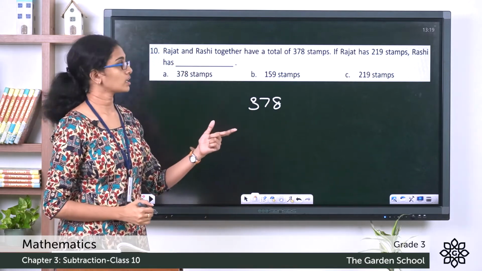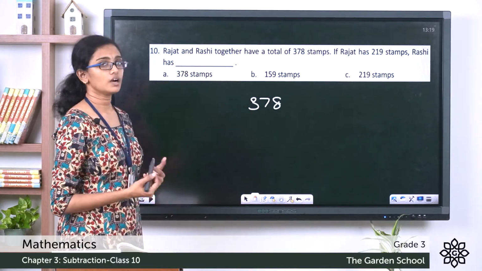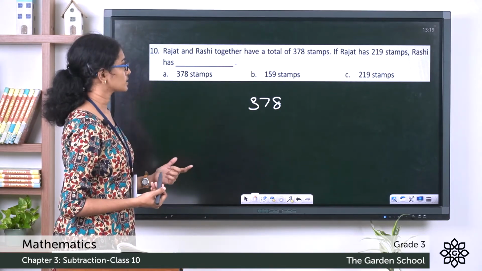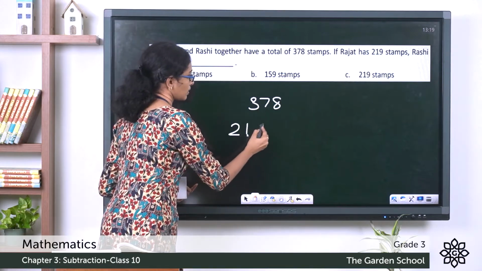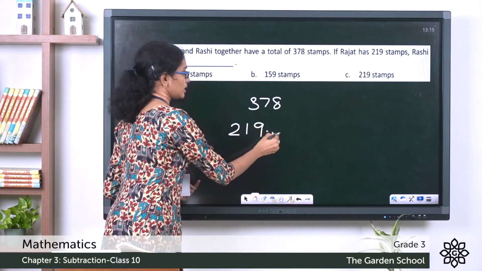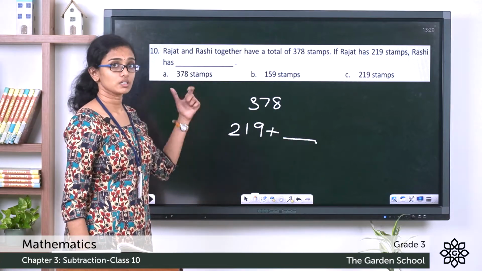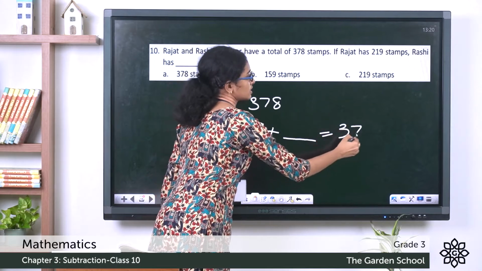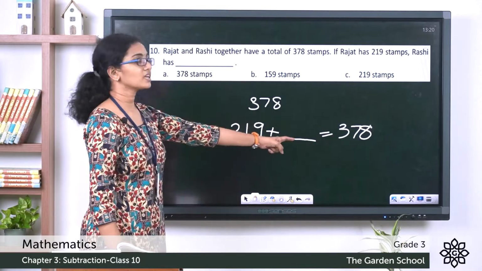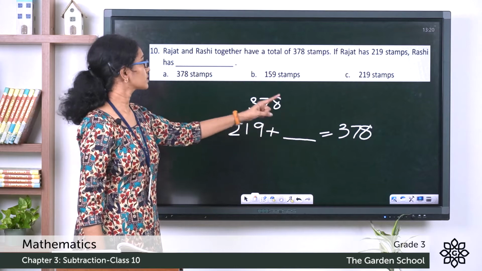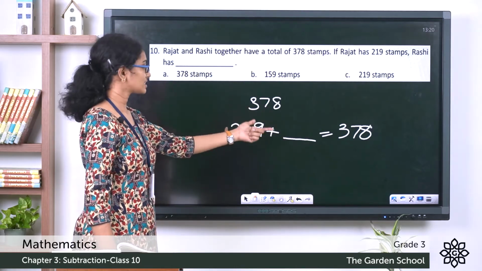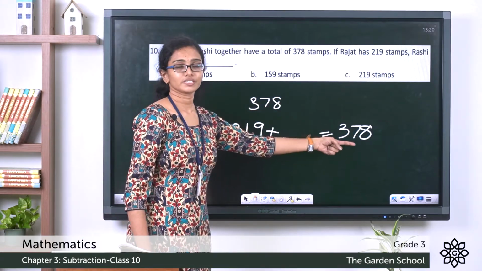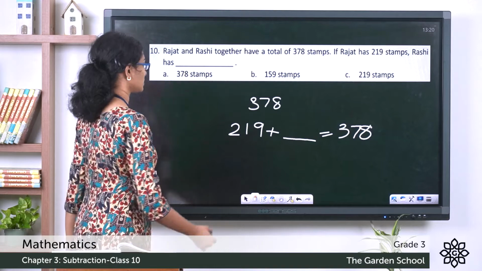Rajat has 219 stamps. We have to find out the number of stamps that Rashi has, right? So, what is the question? It means this is the number of stamps that Rajat has, plus we don't know the number of stamps that Rashi has, but together they have a total of 378 stamps. So, how do we find the number of stamps that Rashi has? We can subtract the number of stamps that Rajat has from the total number of stamps that they together have. So, let's do the subtraction.